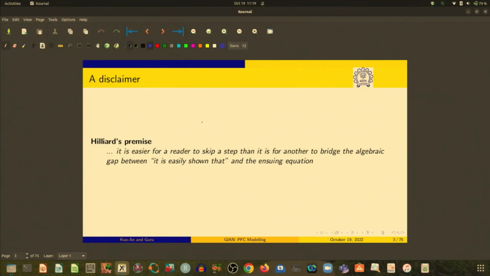So, this lecture is based on this Hilliard's premise, which I like. So, I am going to show you all the details of the algebra. And this is what you have been seeing with Kuo-An also. He has also been showing all the details. Some of them might be trivial for some of you, but it is useful for others who have difficulty in following. So, you can see there are 75 slides. So, I am going to go as detailed as possible, and with these slides you should be able to follow most of this literature in case you have any difficulty.